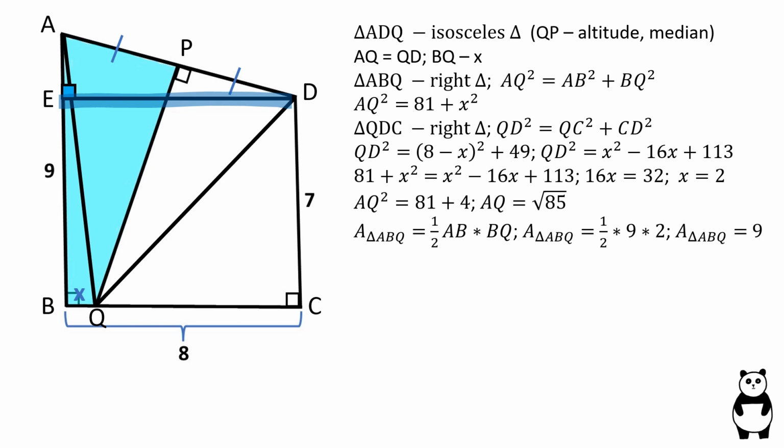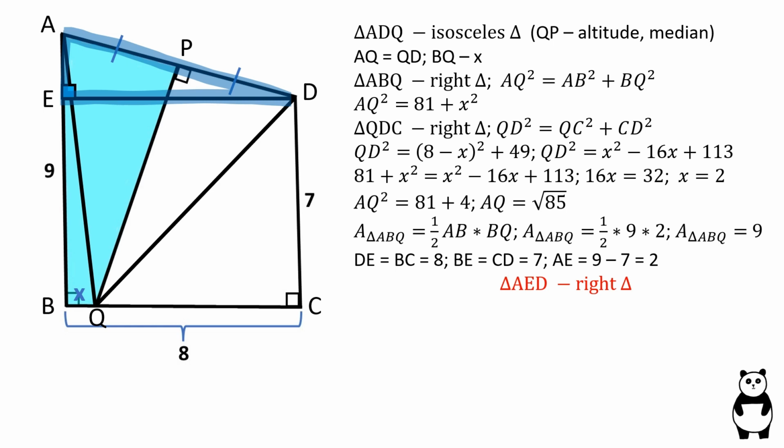Let's draw segment DE perpendicular to AB. DE is equal to BC and equals 8. BE is equal to CD and equals 7. And AE is equal to 9 minus 7, which is 2.